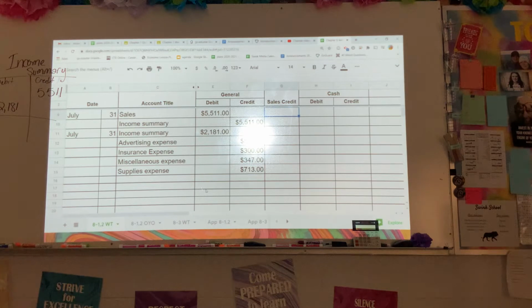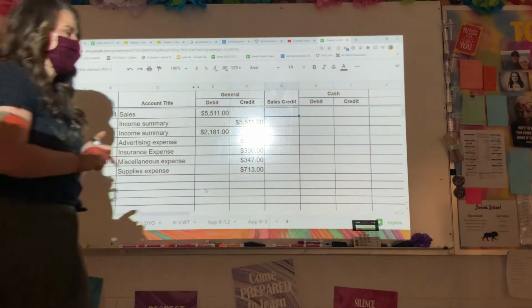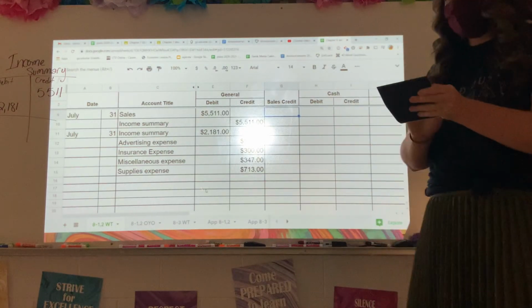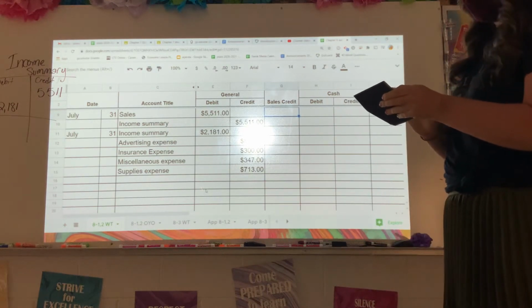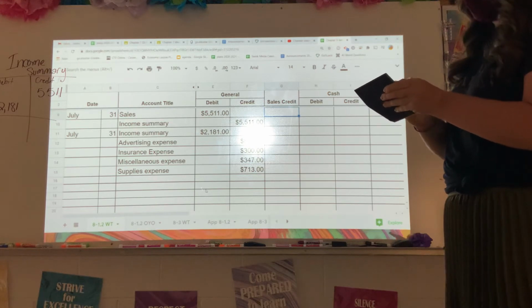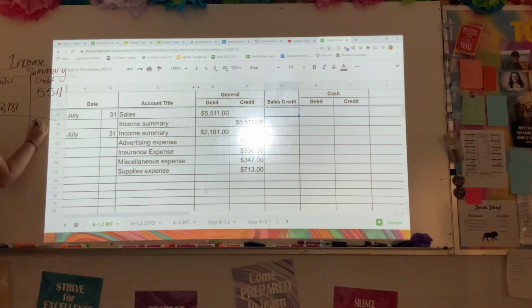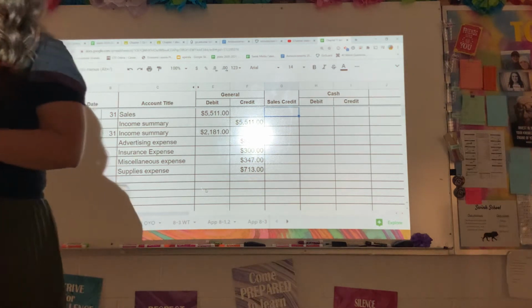What is my balance now? It's going to be a credit. Yes. How do I know what the number is? I'll do it for you, but how do I subtract? Yeah, subtract it out. So 3,330. Okay, 3,330. Now, if we look back at our worksheet, where do you see that number?